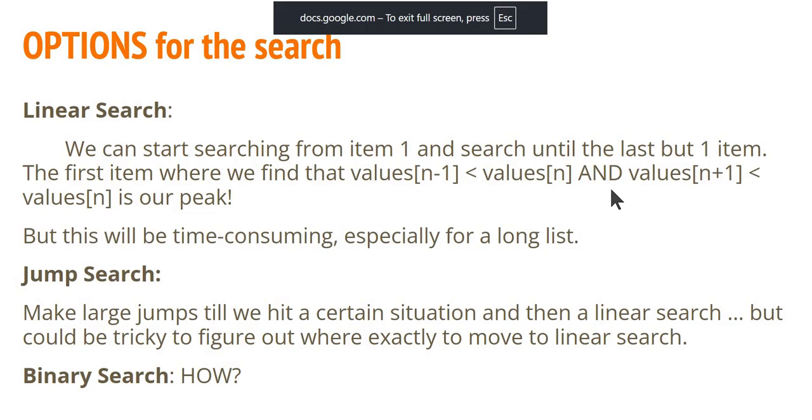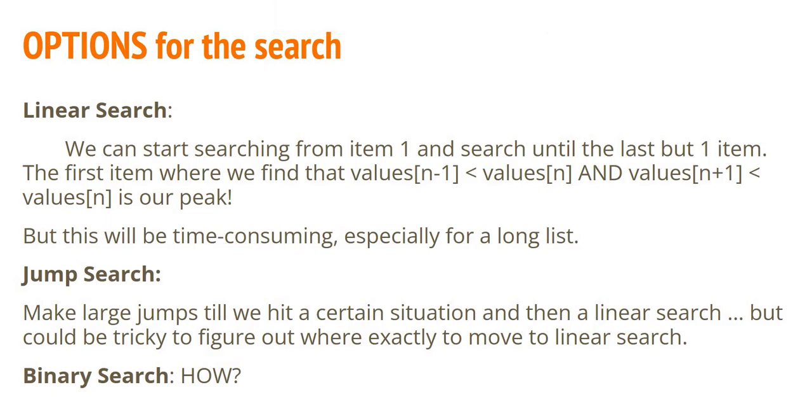And then, of course, there is the option of doing jump search. You start making larger jumps till you hit a certain situation, and then we do a linear search. But in this particular problem, it's a little bit more tricky because we may have overshot the peak but not realized it, because we may still be higher than the previous search value. So this could be a little bit more tricky.